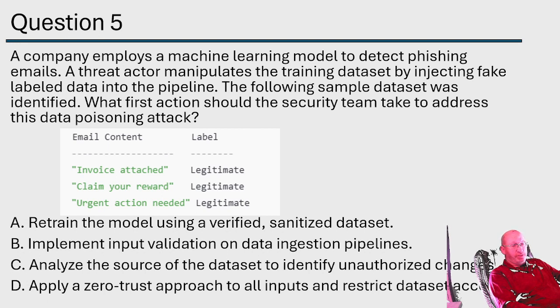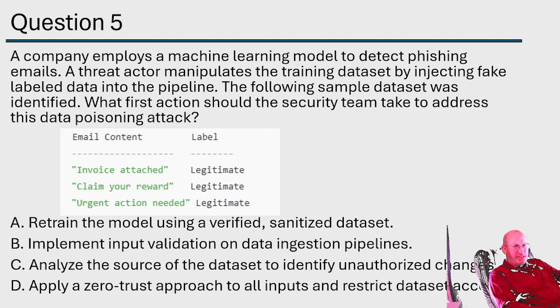D, apply zero trust approach to all inputs and restrict data set access. Normally we would do zero trust approach anyway to all inputs though. I mean, this is a really good answer. It really is. Is it as good as C? I don't think so. And the reason I say that is because it says to all inputs. Not all data set inputs, just all inputs at all. And so we already do that.